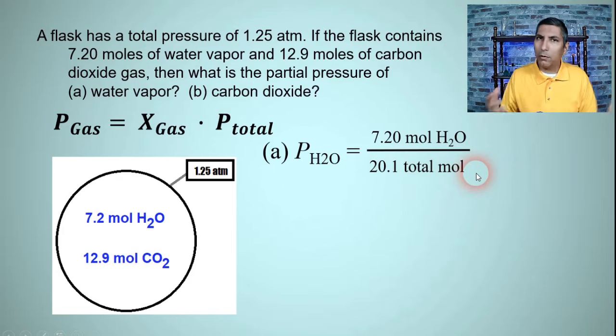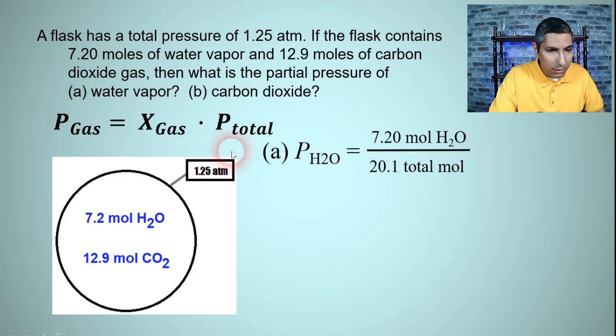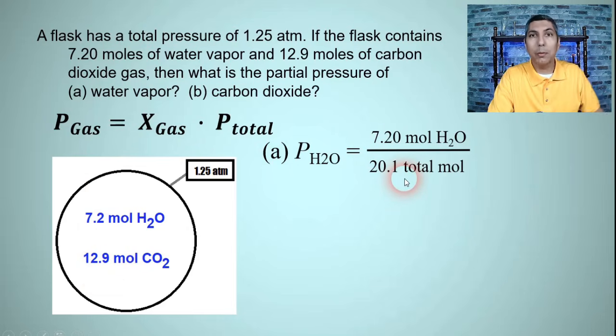Now, some students ask, why do I have to add this together? Well, it's like in that other example with the triangles and the X's. We had 7 X's and 3 triangles. We divided each one of those by the total, which was 10, 7 plus 3. It's the same thing here. We have to take 7.2 plus 12.9 to get our total moles. That's how we get the fraction of something, taking however much you have of it and dividing it by the total sum that you have in all. So that's our mole fraction, whatever 7.2 divided by 20.1 is.